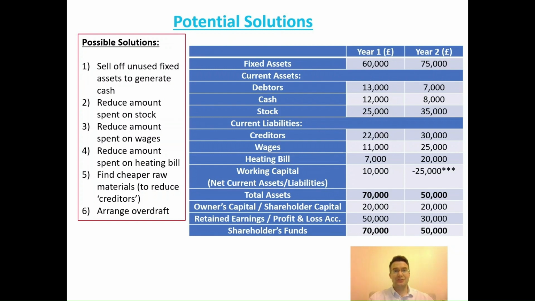The sixth solution, of course, you may wish to consider is to arrange an overdraft. It's not a long-term solution, but it's a good short-term one. Banks are very willing to offer this. You might wish to watch some of my finance videos to confirm that statement. But if you've got a very low working capital figure, like this business do in year two, it's highly likely that cash flow difficulties are on the horizon, not that far away. So arranging an overdraft would be a good short-term solution in this case to potentially solving those imminent cash flow difficulties.